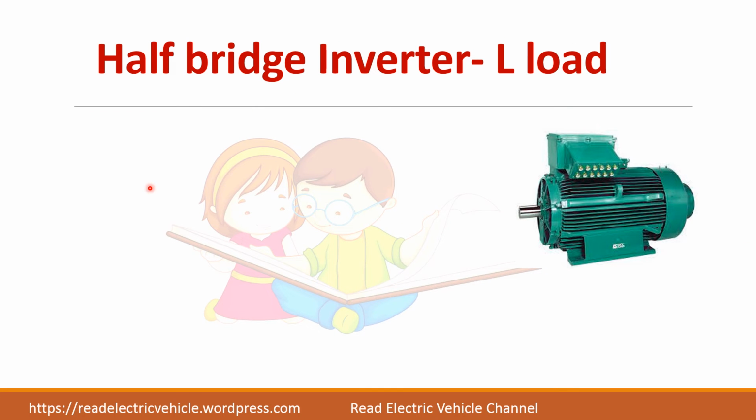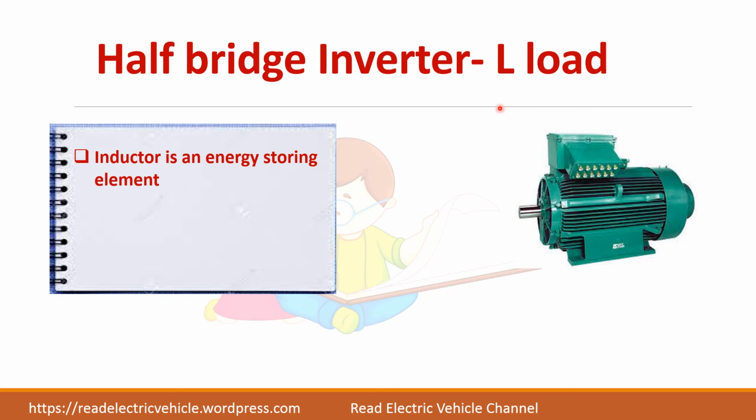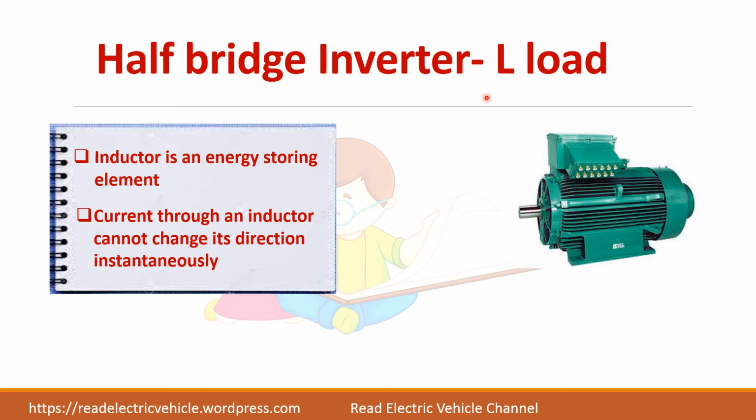Next we will see the half bridge inverter feeding an inductor load. When you have an L load, you should remember one thing: the current through an inductor cannot change its direction instantaneously. That is why we always use an anti-parallel diode. And in the case of an L load, I0 will lag V0. That also you should remember.